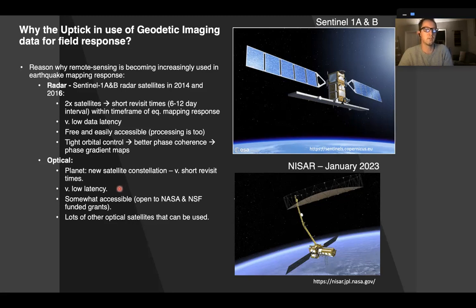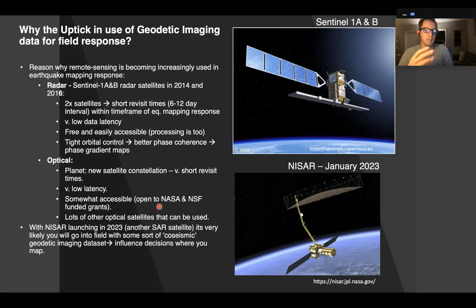They also have very low data latency. They're somewhat accessible. If you have an NSF or NASA grant, you can request access for those data sets. And there's also obviously lots of other optical satellites that can be used too.